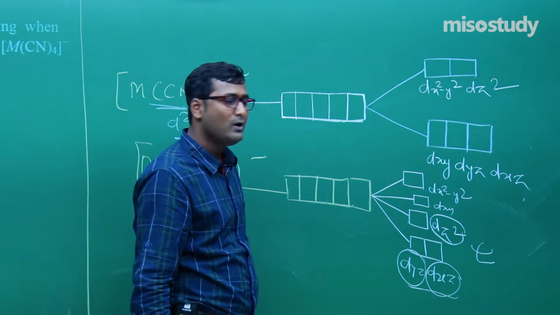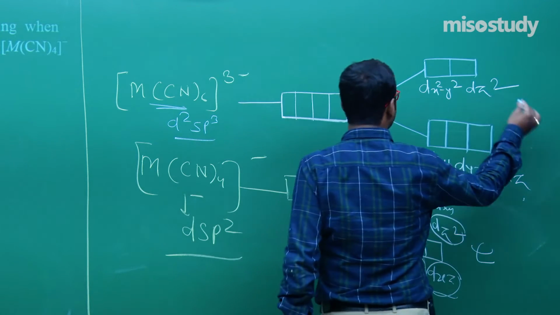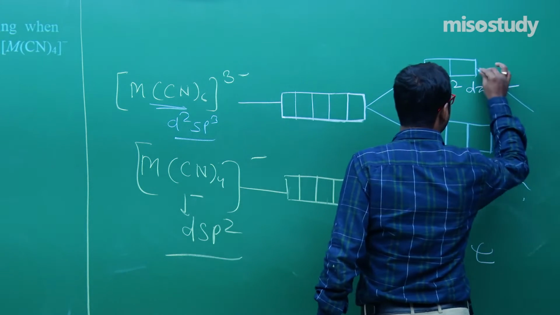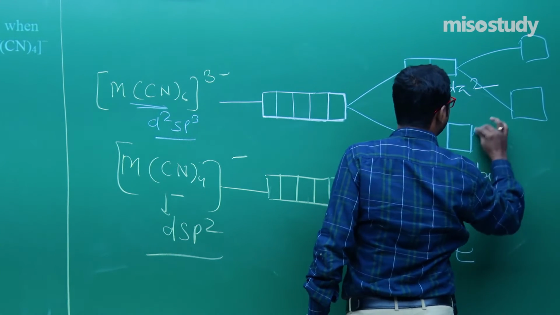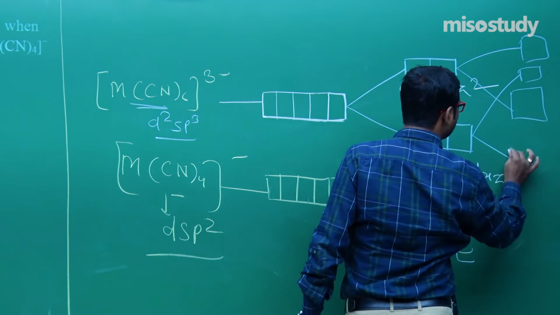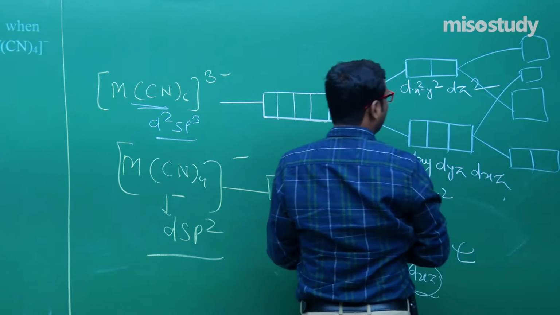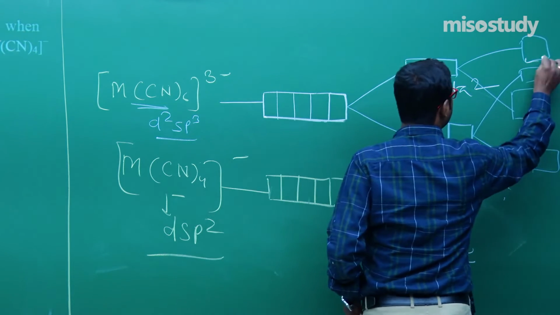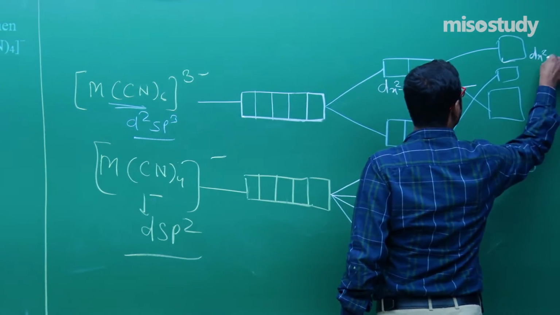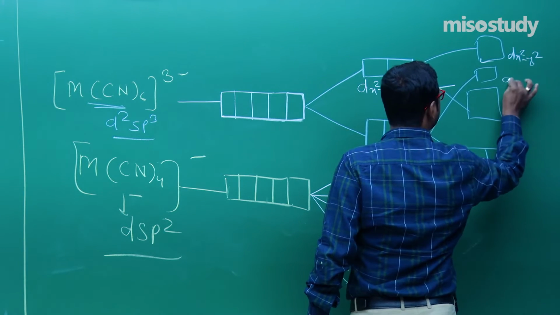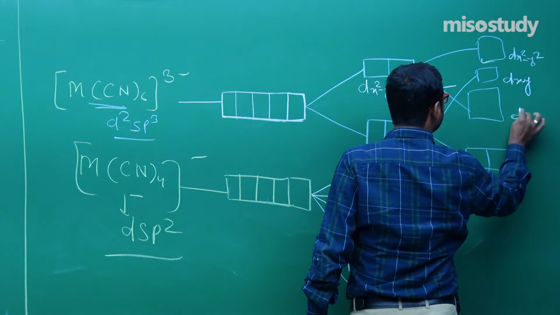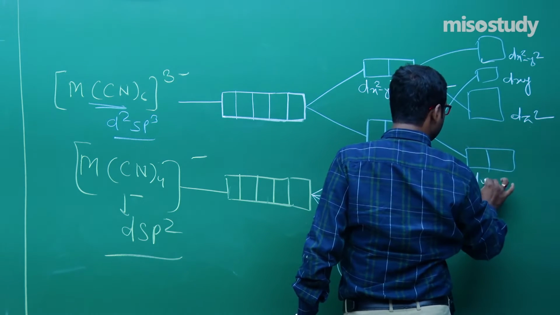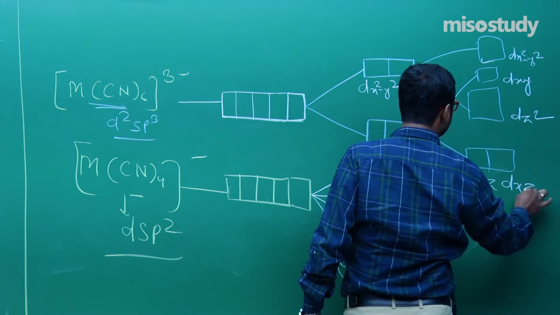Clear to you? It can also be determined like this: it comes here, it will be here. You can also write it like this, then it will move to the upper side and this will move to the lower side. Now after comparing, you can easily compare: this is dx square minus y square. This one is dxy. This one is, tell me, sir, dz square. This one is dyz and this one is dxz.